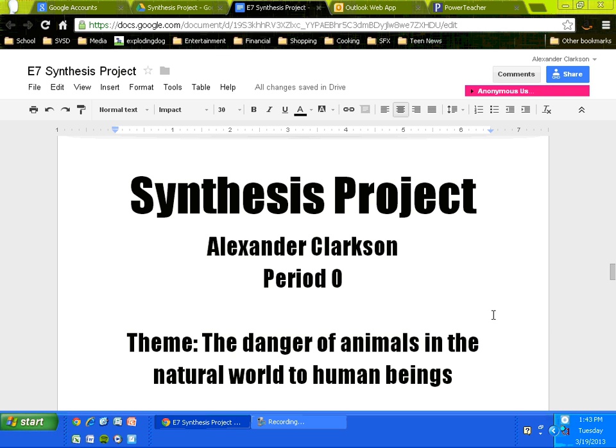Synthesis project name, period number. Theme: the danger of animals in the natural world to human beings. Can somebody remind me what the 2 parts of a theme are? Oh, and silence descends. See, here we face part of our problem. You don't know definitions of concepts. Come on, there's nothing stopping you from looking up your notes. What are the 2 parts of a theme? Mark.